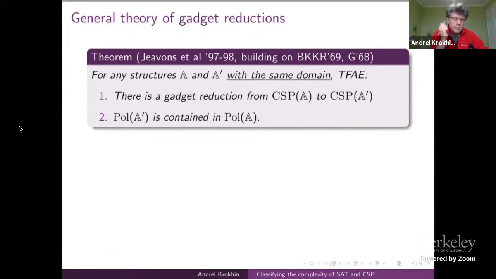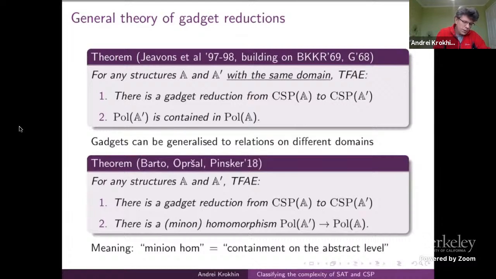So this was the notion of gadget reduction, pretty much the same as used by Schaefer. And for this, you need that the structures have the same domain. In fact, this notion can be generalized to relations on different domains, when A uses one domain and A prime uses a different domain. This is a sort of generalization, but it's very natural. Again, this is what you would call gadgets still.